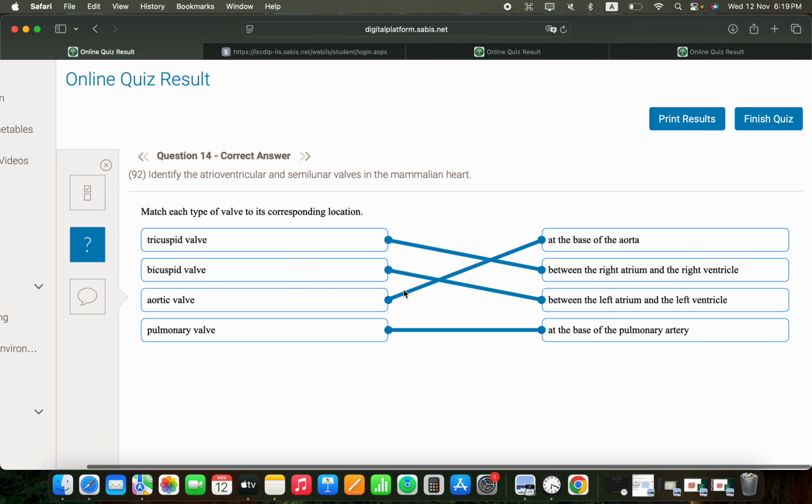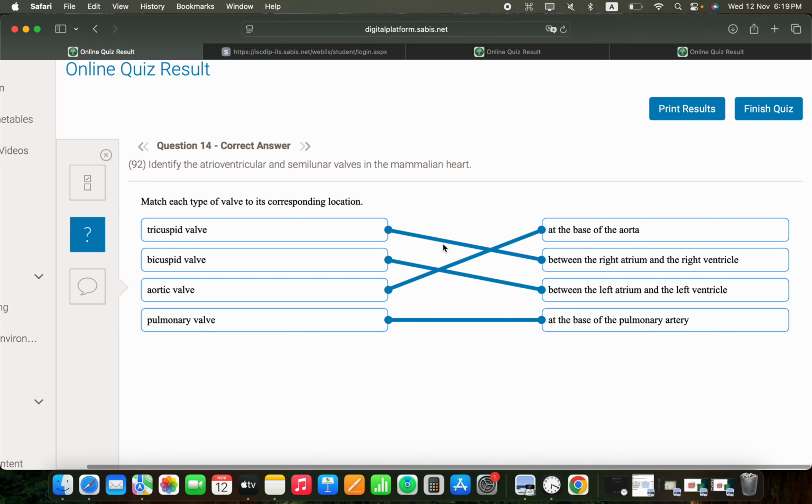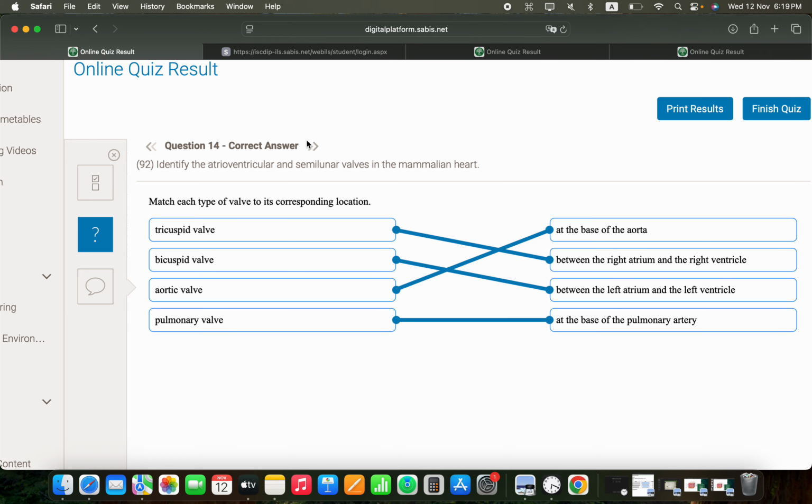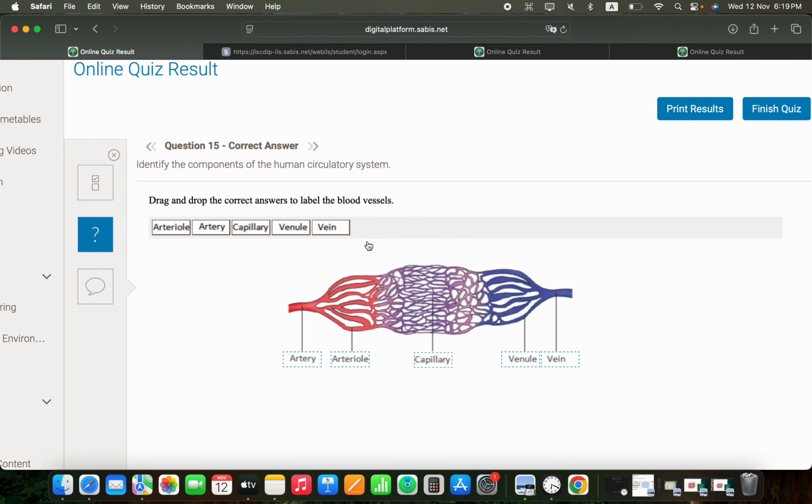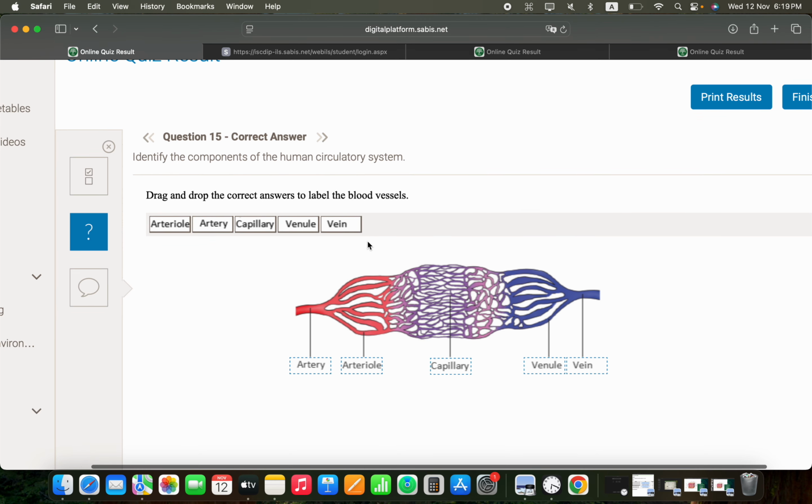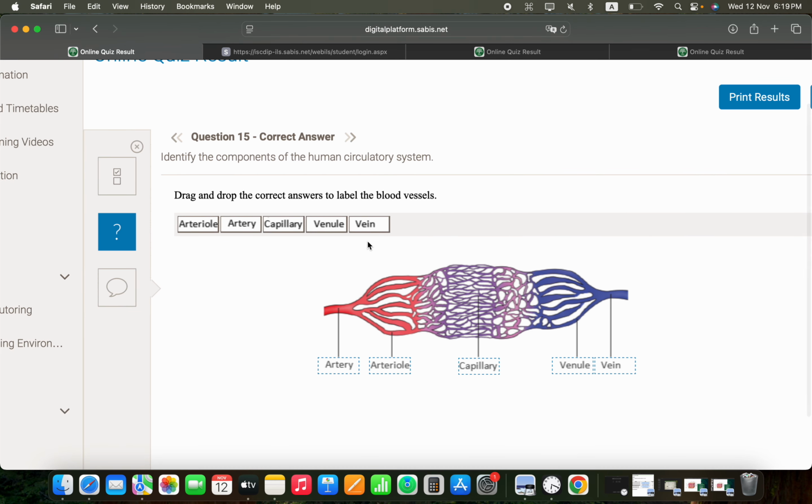Oh, and make sure to memorize these. Of course, you should know these from previous exams. The tricuspid valve is found between the right atrium and right ventricle. The bicuspid valve is found between the left atrium and left ventricle. The aortic valve is found at the base of the aorta, and the pulmonary valve is found at the base of the pulmonary artery. This is quite easy. You should know the diagrams by now.